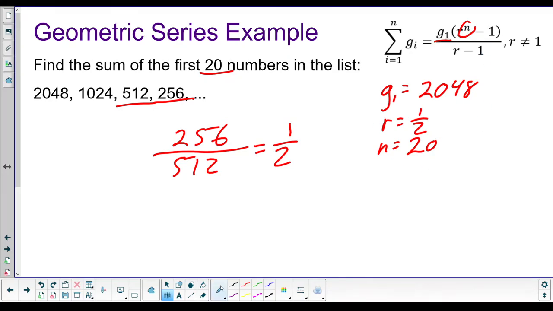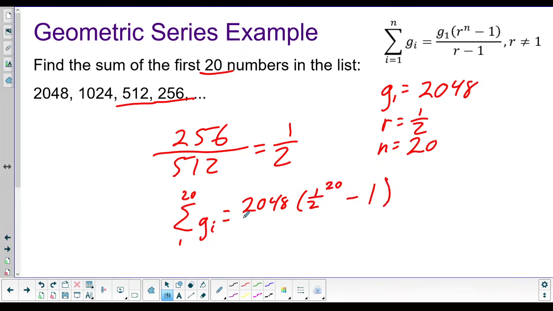So now we're going to plug these 3 numbers into our formula, and then that'll tell us what we get if we add up the first 20 numbers starting at 2048 and then cutting in half each time. So we're going to have the sum of Gi up to the first 20 starting at 1 equals 2048 times 1/2 to the power of 20 minus 1 divided by 1/2 minus 1.